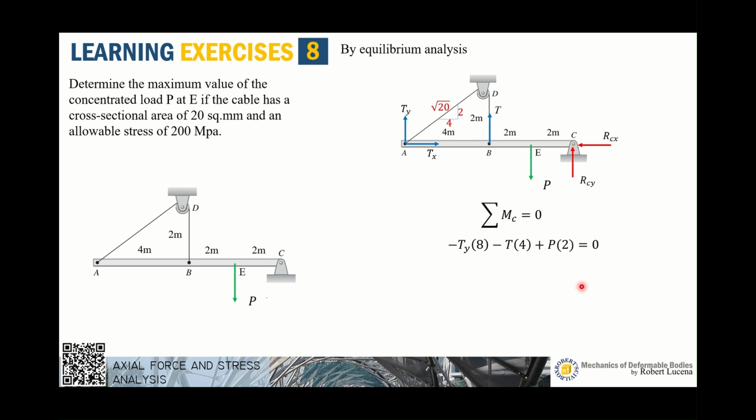Now, this is not an equation with two unknowns because we already identified the maximum value of T, which is equal to 4,000. So, again, Ty can be directly solved since this is a component of T. That is 2 over square root of 20 times 4,000 times 8 minus 4,000 times 4 plus P times 2. You can solve now for P equal to 15,155.42 Newton, or convert that into kilograms, you have 1,545 kilograms.